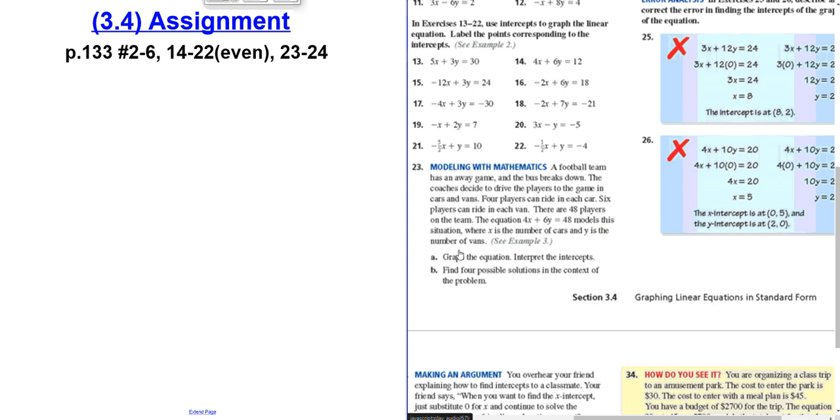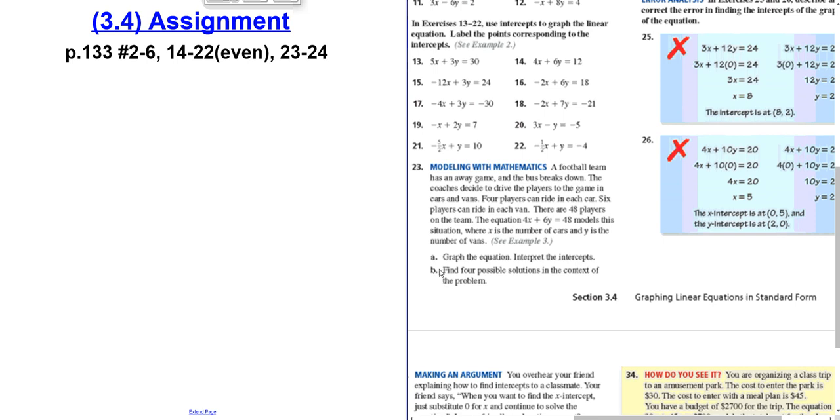Ultimately they say graph the equation. So you need to just graph using intercepts: plug in 0 for x, solve for y, plug in 0 for y and solve for x. And then it says interpret the intercepts. So they tell you what x is and what y is. In one of the intercepts, x is 0. So if you have 0 cars and then so many vans, that's interpreting that intercept. And in the other one, you have 0 vans and so many cars. For part B, it says find 4 possible solutions. I'm going to allow you to skip part B. So if you do part B, it tells me you didn't watch this part of the video. You can skip part B on number 23.